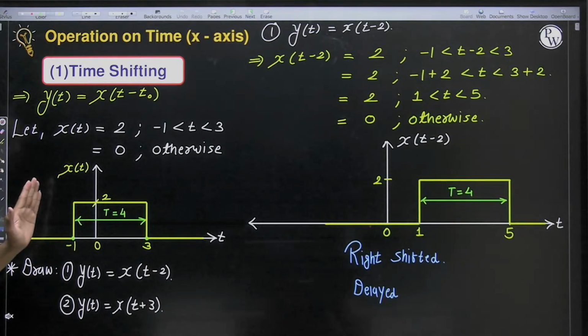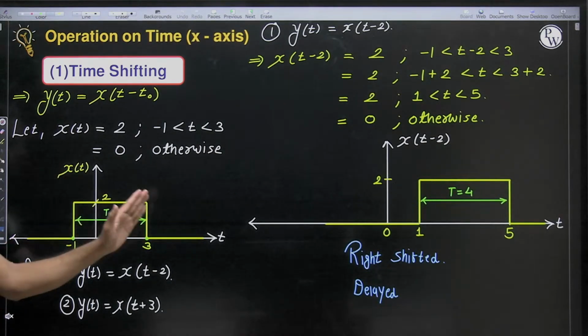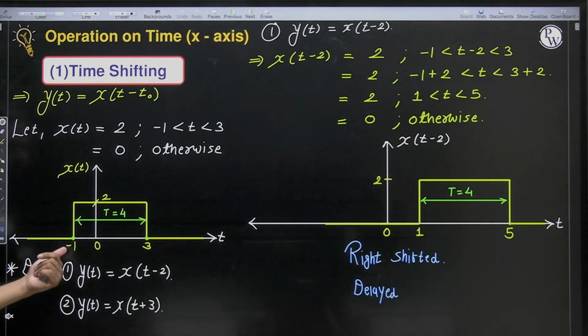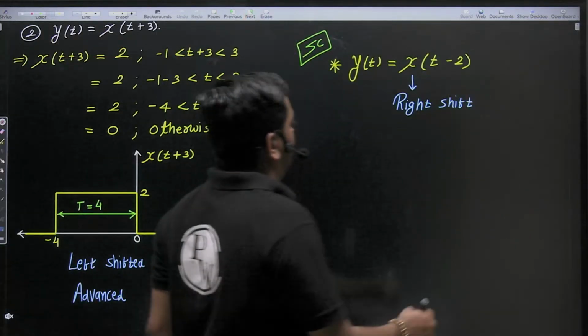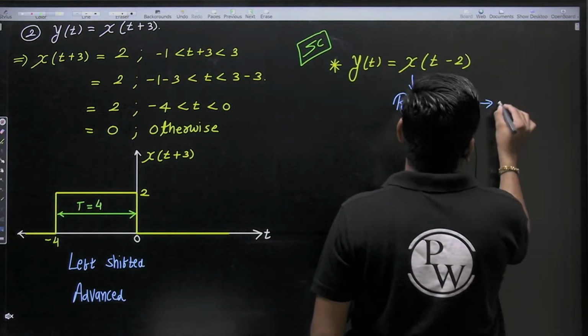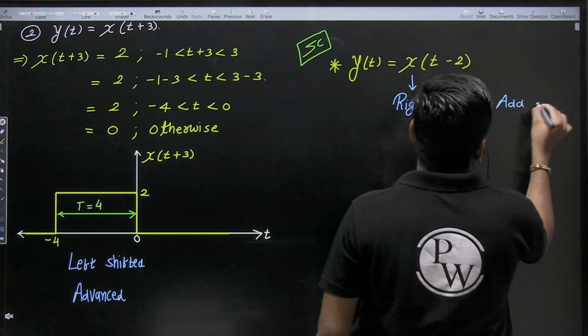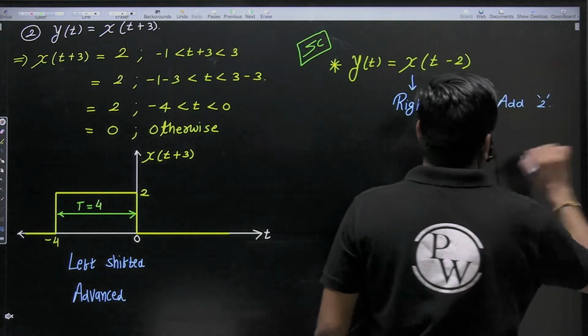X of t minus 2 means right shifting. So it is only possible if you add 2 here and 2 here. So simply what you have to do? If right shifted, then add 2. Add 2 at each and every instant on the x axis.